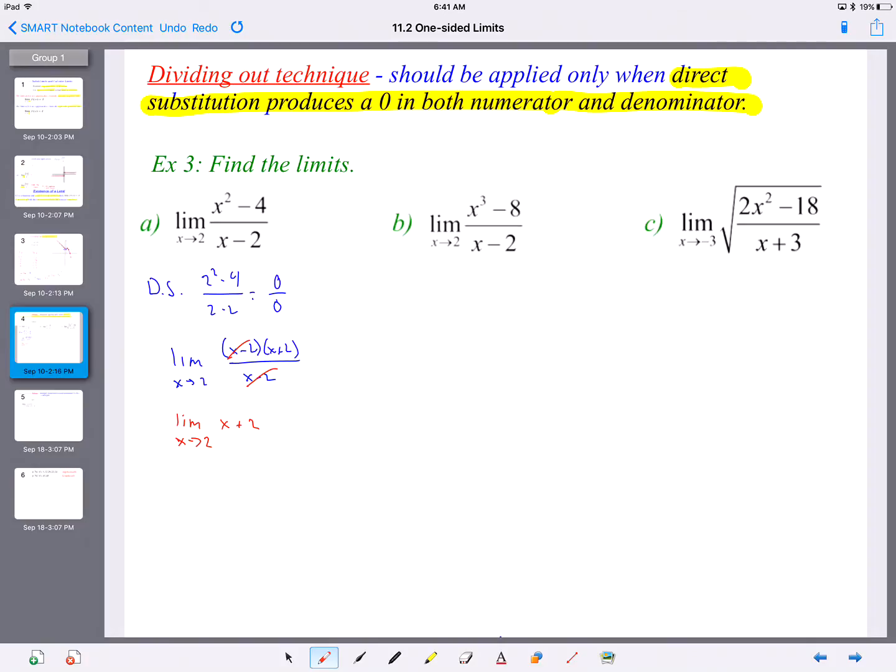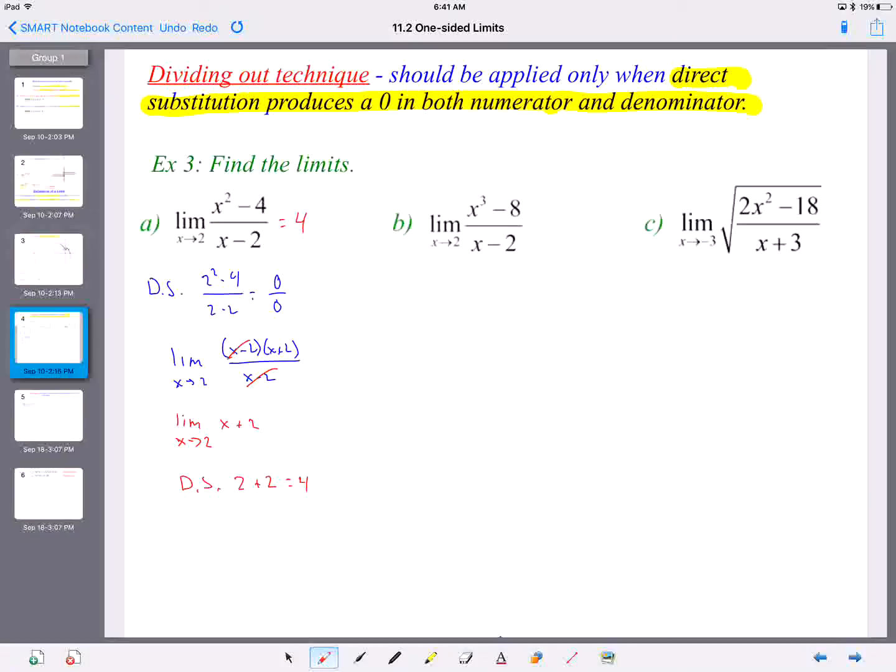Well, same thing here. Now that it's not undefined at x equals 2, we're going to use direct substitution again. Now when we plug it back in, it's not undefined, and we get 4. So the limit of this function as x approaches 2 is equal to 4. Very similar to what you guys have done in the past with holes in the graph and points of discontinuity.